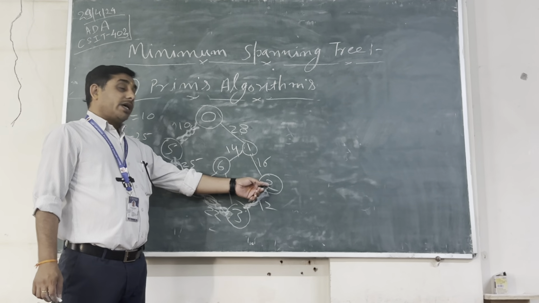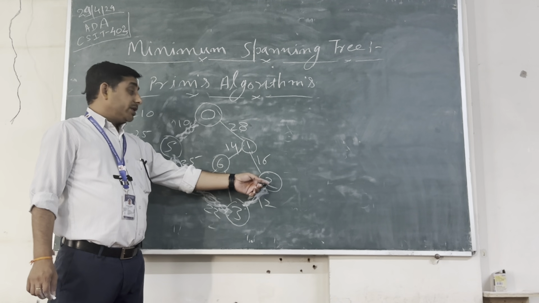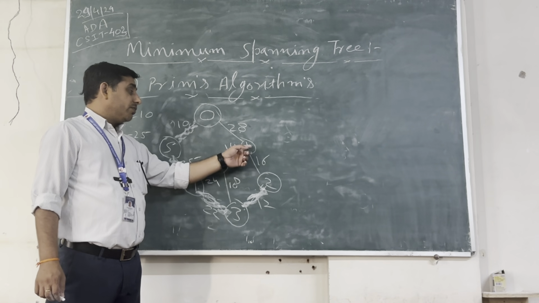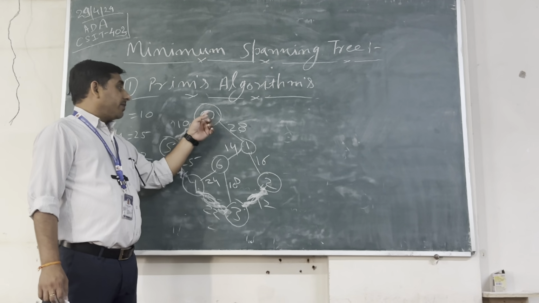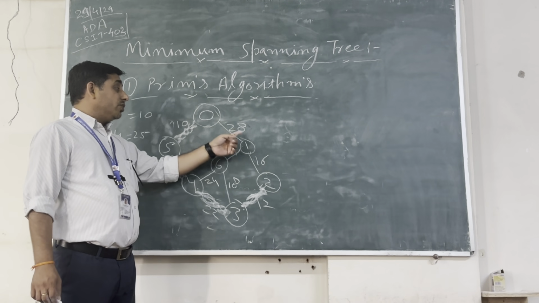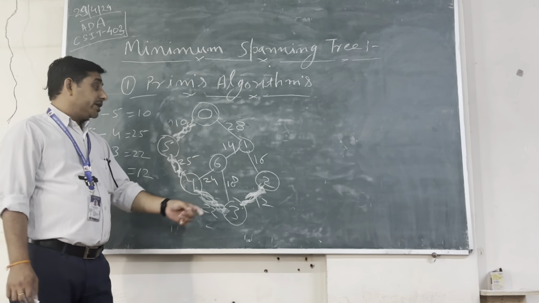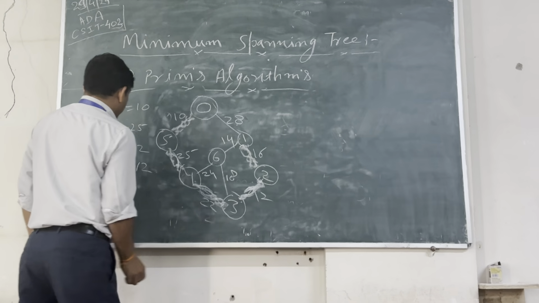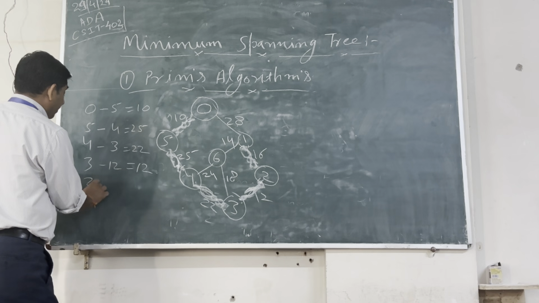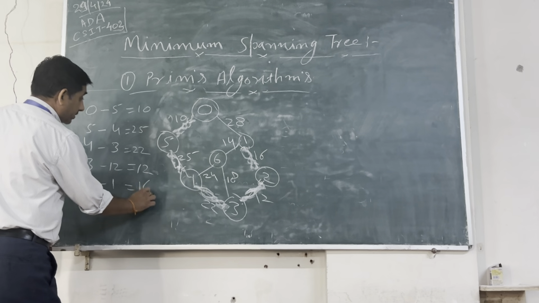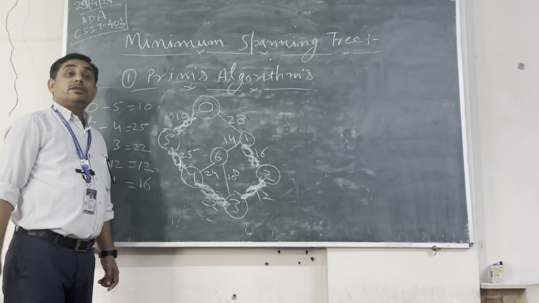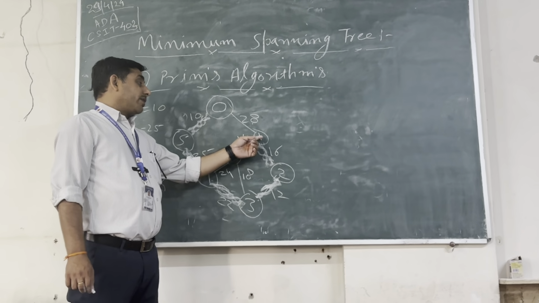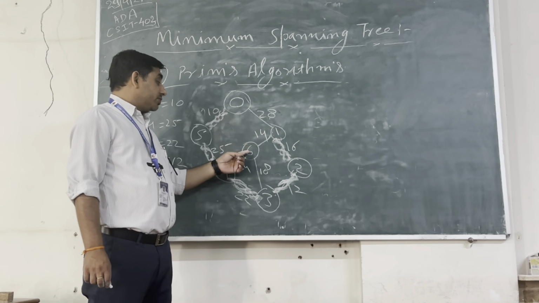And again we'll select which one? The minimum one. So from 2 to 1, it is 16, and from 0 to 1, it is 28. So we'll select 16, between 2 and 1. Clear? And then we'll select from 1 to 6.